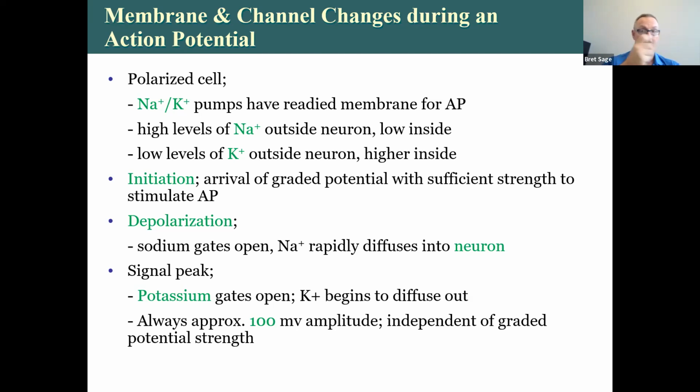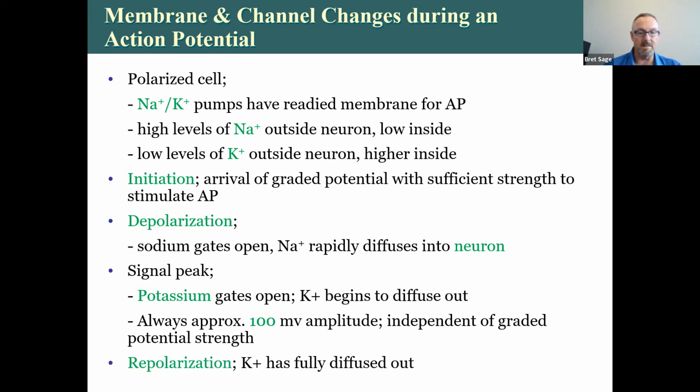Whether you pull the trigger on a gun really hard or just barely enough, the bullet's still going to fly out of the gun. So the idea here is that it doesn't matter how intense the graded potential is. The action potential is always 100 millivolts, no matter how much the graded potential is. So try to remember that.